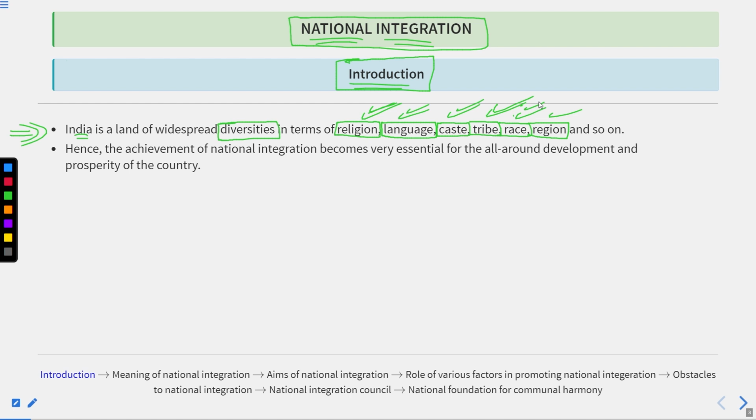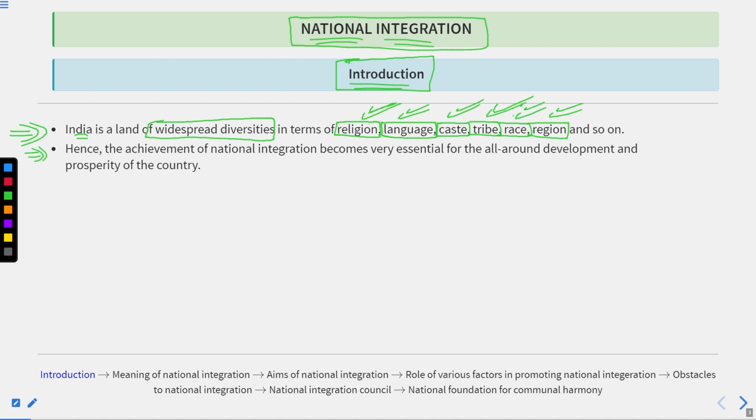Thereafter, the region. It means that if I'm a Punjabi, I won't like you because you are from South India. If you are from South India, then you will not like me because I'm from North India. Similar with the Northeastern or the Eastern India and the Western India. So these are the main terms in which we are divided. And we are divided in a manner that basically creates this widespread diversity. And that's why we want to integrate all of us in a common place.